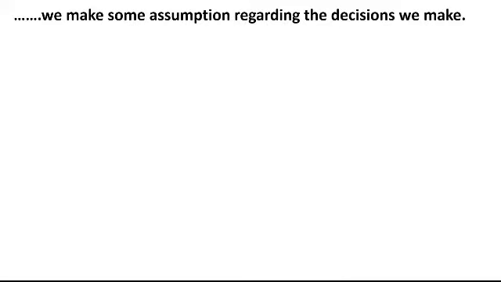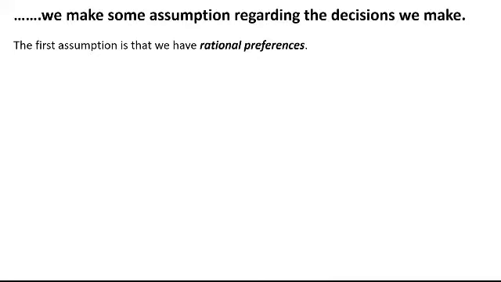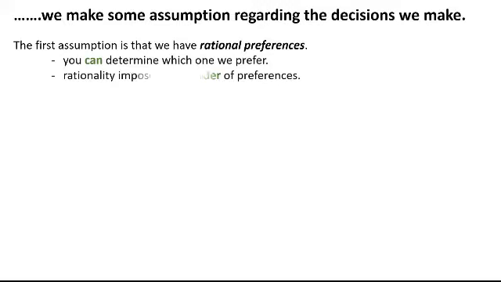As economists, we make a few assumptions about the decisions that we make. So the first assumption is that we have rational preferences. Now, rational preferences has two components here. The first has to deal with the preference itself. So preference is something that we like more than something else. And so the first aspect of rational preferences is that we actually have them and we know what they are. The second one is the rationality component of it, and it imposes a strict order on our preferences.